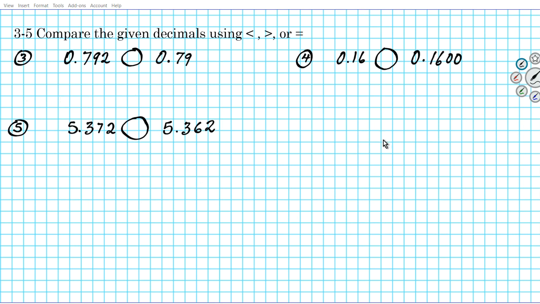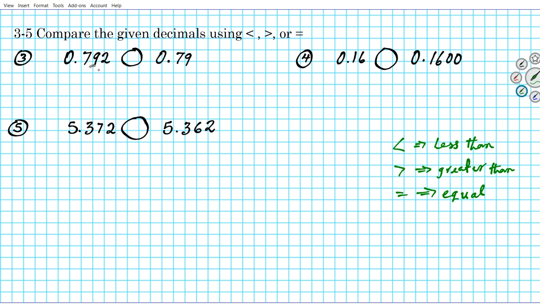Okay, now let's take a look at question 3 to 5. It's where to compare the given decimals using less than, greater than, or equal. Okay, so let's review our inequality symbols again. This guy right here that looks like an L is less than, don't forget, less than. And then this other inequality symbol is greater than. And then this is equal. Okay, so since we're all experts in ordering right now, we're going to fly through these real quick.